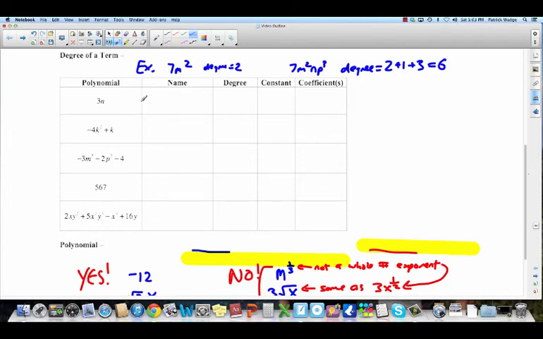Okay, let's go back and fill in the table right here. 3n, how many terms is there? Just one term, so it is called a monomial. What's the degree? Well, there's a 1 there, so it's 1. The constant, so that's the number that's by itself. You might say none, there's nothing there, but it's kind of tricky with constants. If there is none, that means you could actually say 3n plus how much? 0, so the constant is 0. Coefficient, that's the number in front of the variable, 3.